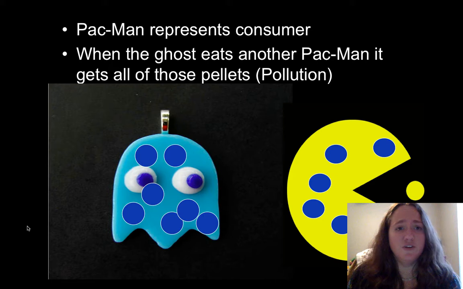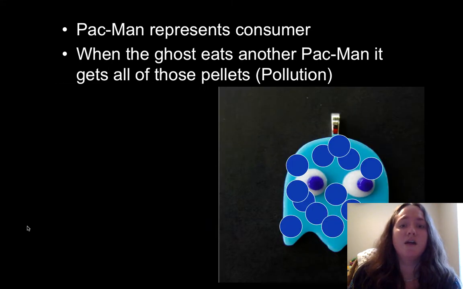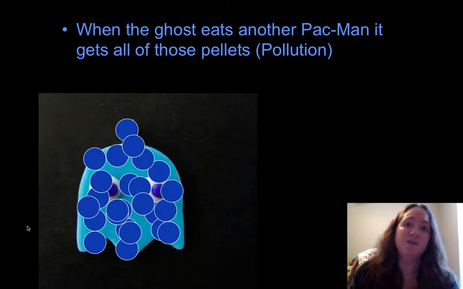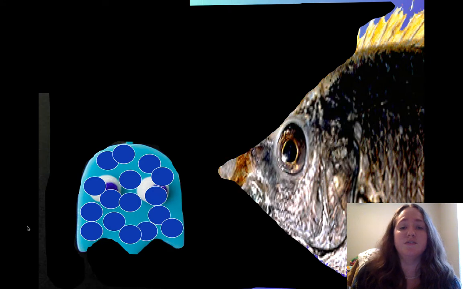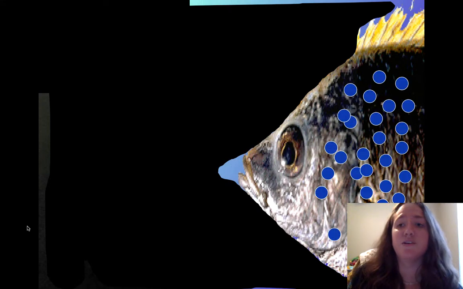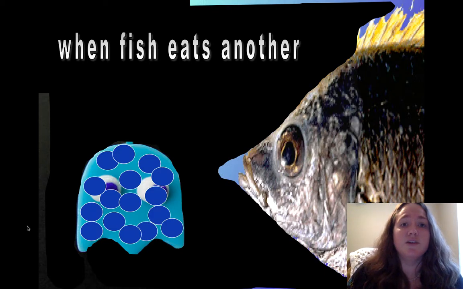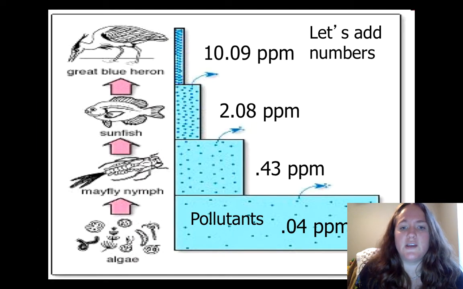Now the ghost is going to eat another Pac-Man, and it's also going to get all of that pollution. So here the ghost comes, and it eats Pac-Man again. So now you'll notice that the amount of pollution has doubled in that one ghost. And it can eat another Pac-Man, and you see how this can continue on. Okay, so the pollution is going to biomagnify through the food chain. Now this fish is going to come and eat the ghost, and it's going to get all of the pollution inside that fish. So when it's going to eat another fish or another ghost, you'll notice that it gets even higher. So here's what that looks like in our food chain.